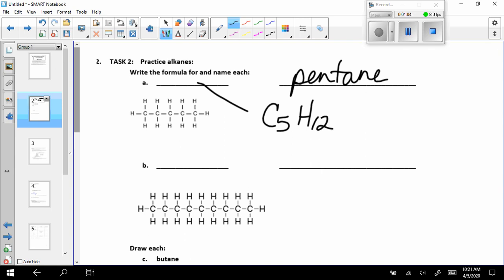All right, the next one. 1, 2, 3, 4, 5, 6, 7, 8, 9. So I look up 9 and it's non, N-O-N. They're all single bonds, so it's ane, so nonane. And then that would be C9, H, double it plus 2. So 18 plus 2 is 20.